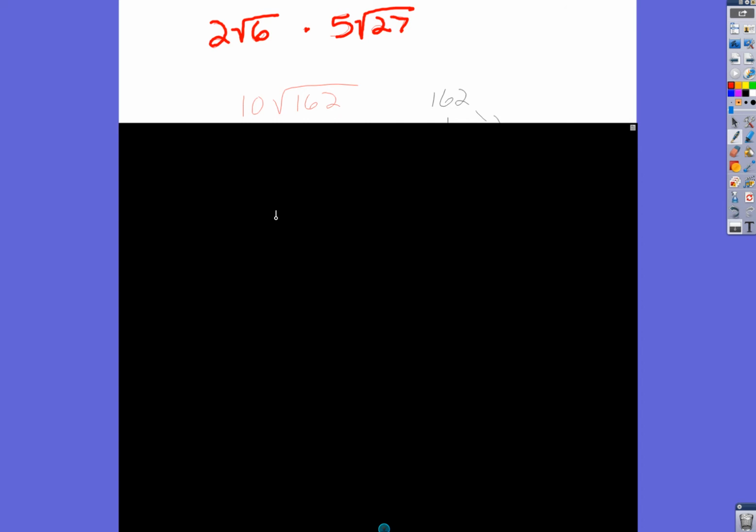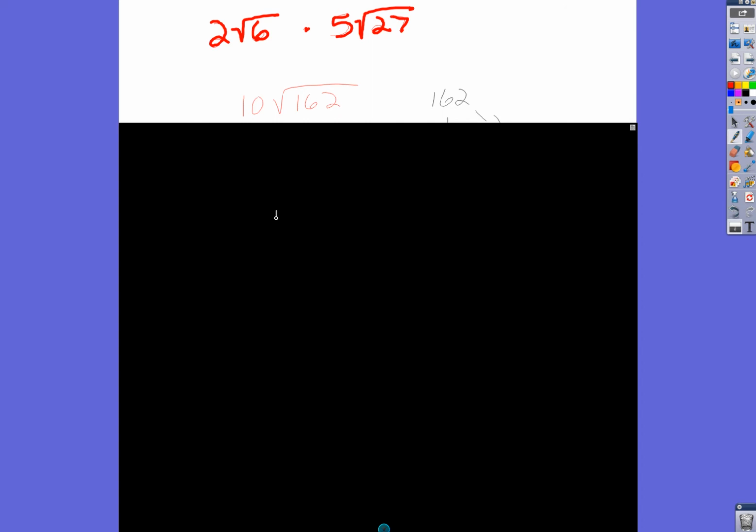Even if you can't get to this step because you don't know what 6 times 27 is, or you think 162 is too big of a number, you should at least be able to tell me what I would be doing next. Once I get to here, what do I want to do next? Simplify the radical, the number on the inside. And what is that going to involve? To do a factor tree.